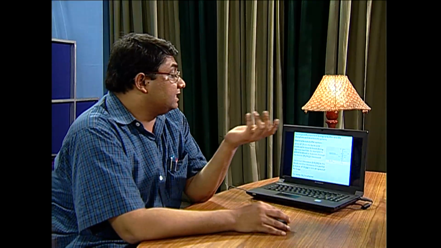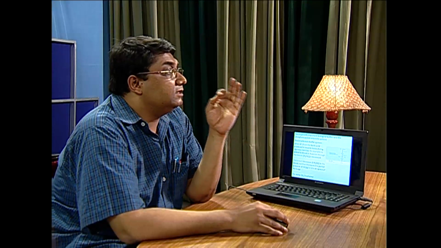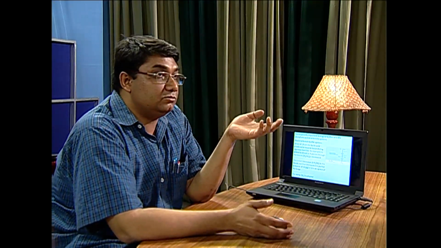For example, if the blood pH drops, say during exercise when lactic acid is produced, it will increase the H plus concentration in the blood. Then H plus will combine with the bicarbonate to form carbonic acid. Carbonic acid then will lose some water to form dissolved carbon dioxide, and this excess dissolved carbon dioxide will be released in the gas phase to increase the carbon dioxide level in the lung air space, and this extra gaseous carbon dioxide will be exhaled out, and thus the blood pH is regulated.